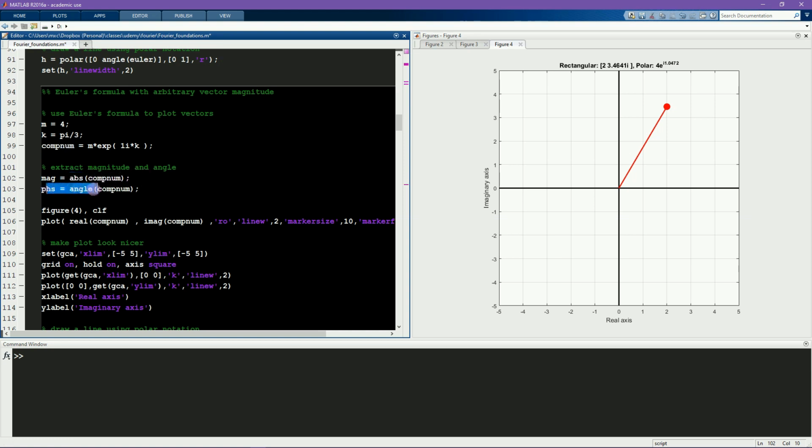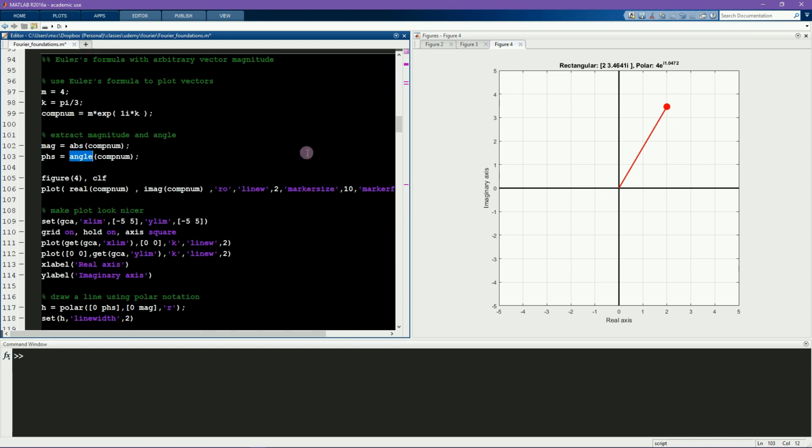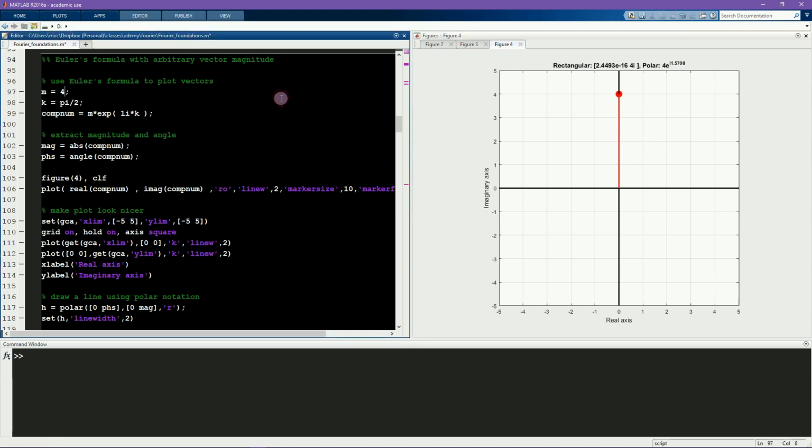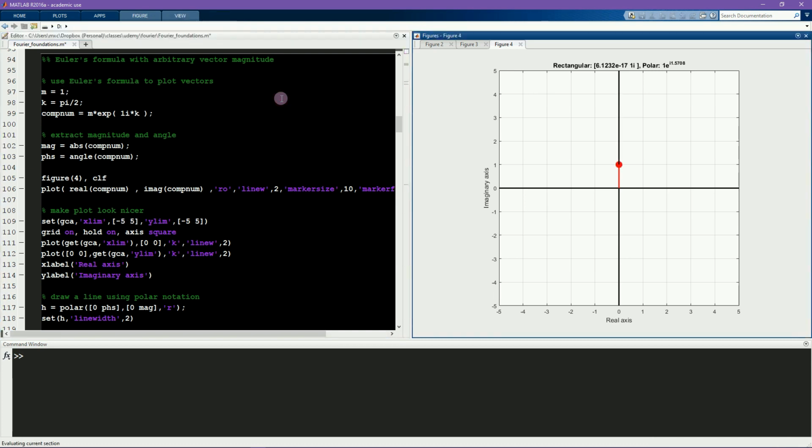And here I extract the angle relative to the positive real axis using the MATLAB function angle, which is equivalent to computing the arctangent or the inverse tangent of the ratio of the imaginary component versus the real component. I encourage you to pause the video and change these values a bit to see how the plot changes as you change these different values of m and k.